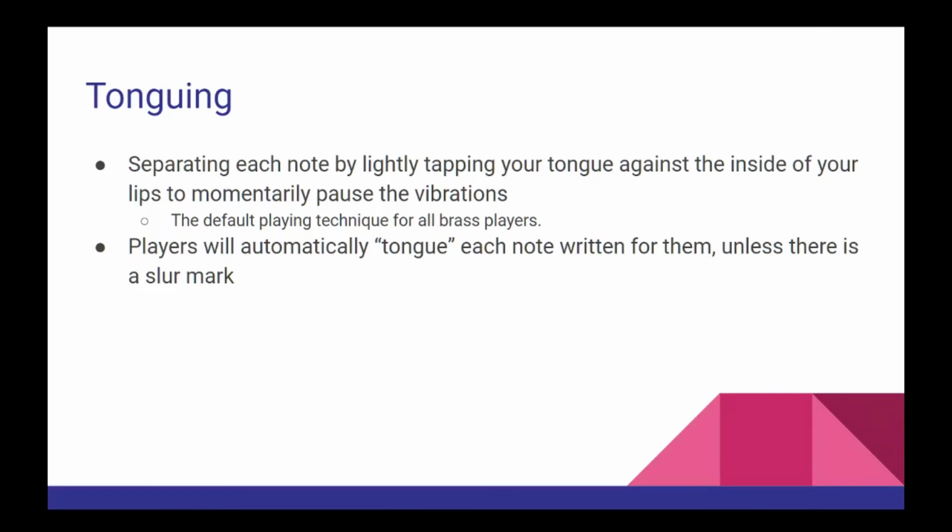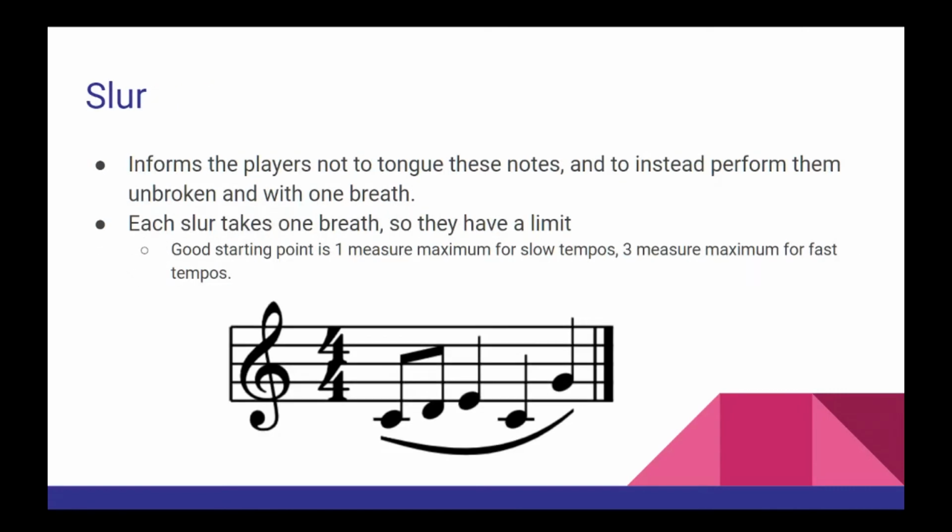Players will automatically tongue each note to separate them when they're written. But when you place a slur over a series of notes, it tells the performer to not tongue any of them, and rather to perform each note unbroken and with a single breath. This creates a much smoother sound, as each note transitions into the next without a break.